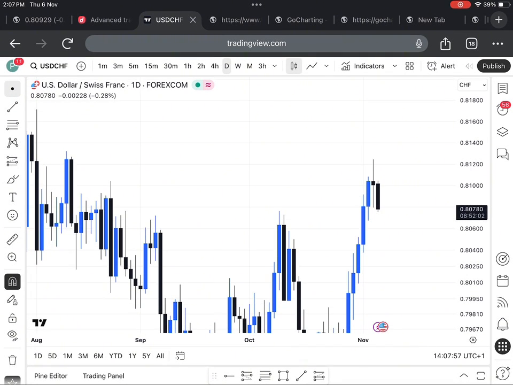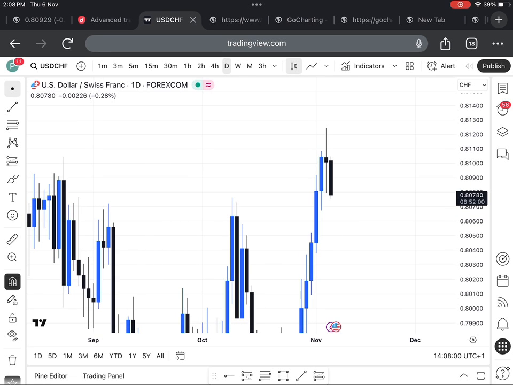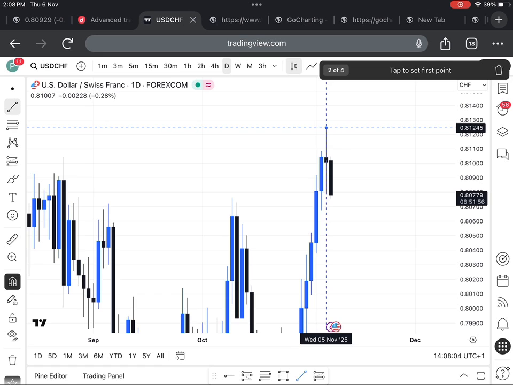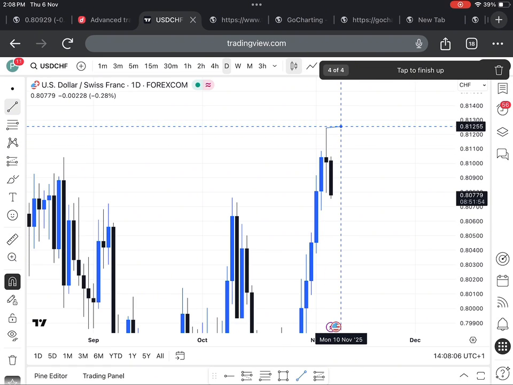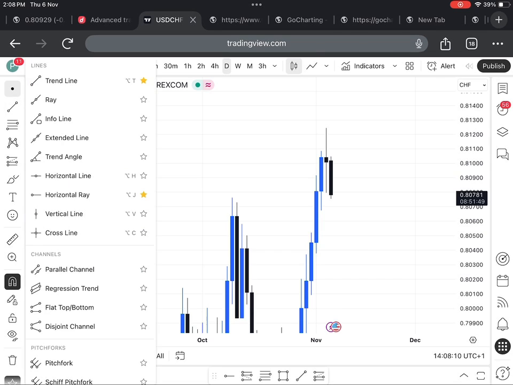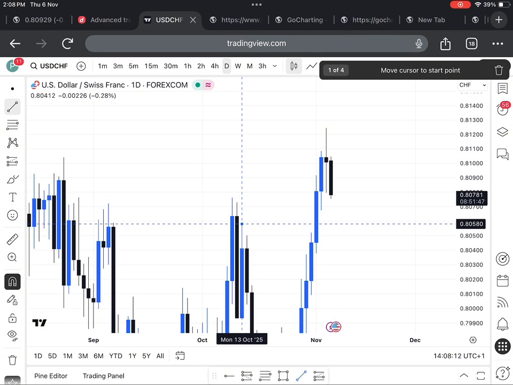So now let's quickly explain what happened yesterday on USD CHF. This is yesterday's candle. This candle here. What did this candle do? It came and tapped from this open close.